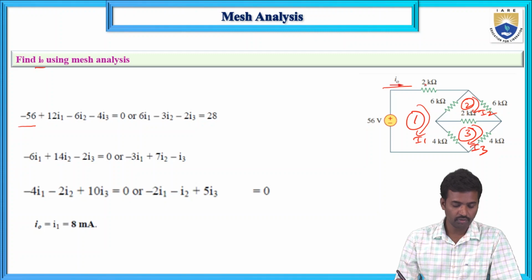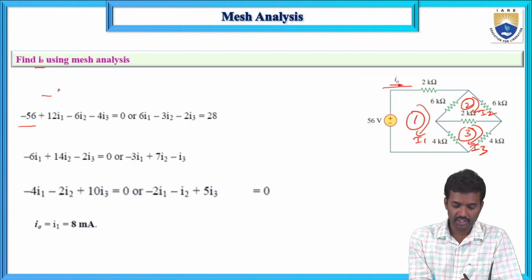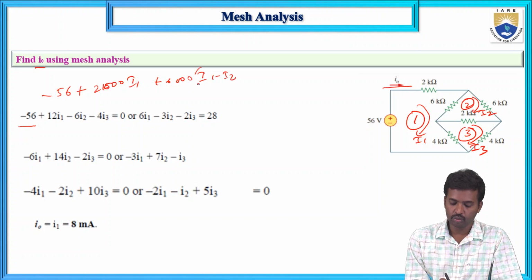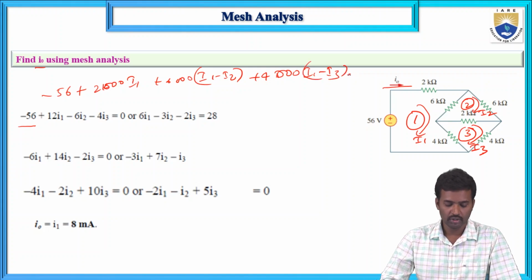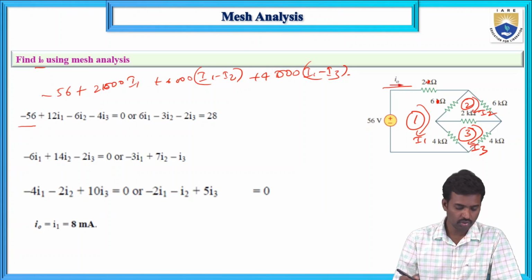And here, in the first mesh equation: minus 56 plus 2k, 2000 into I1, plus 6000 into (I1 minus I2), plus 4000 into (I1 minus I3). So this is equation number 1. I think there are no kilo ohms here, this is 12.